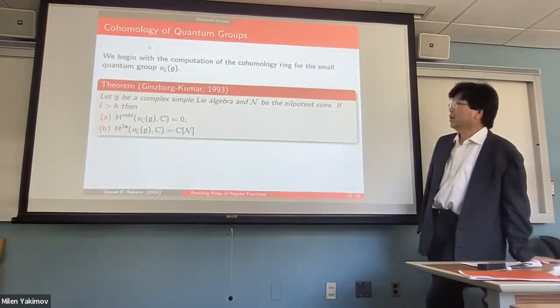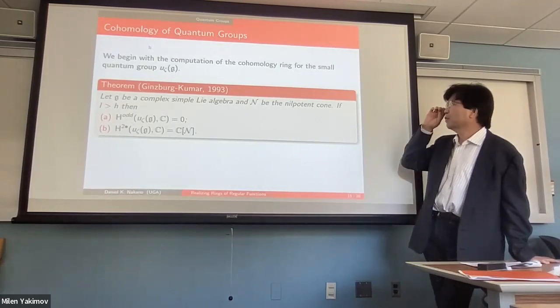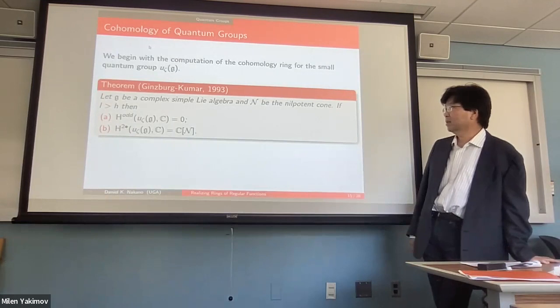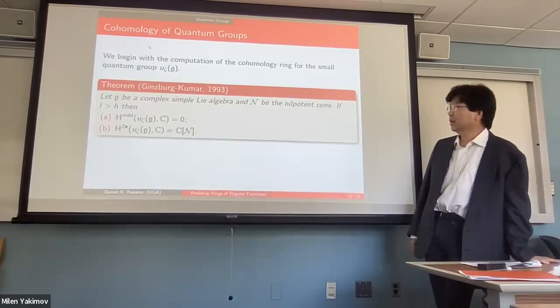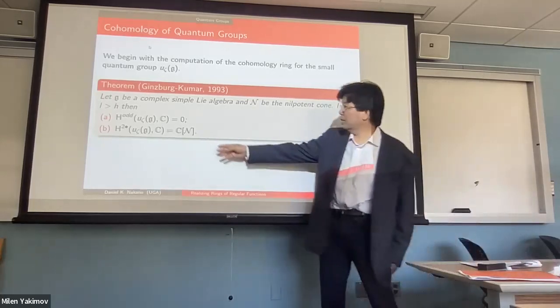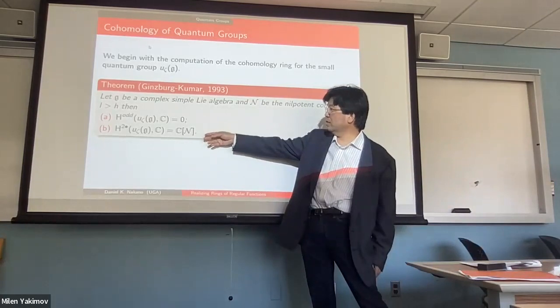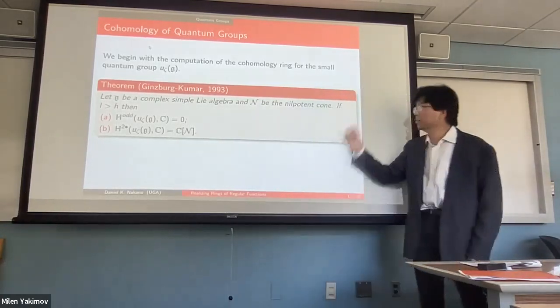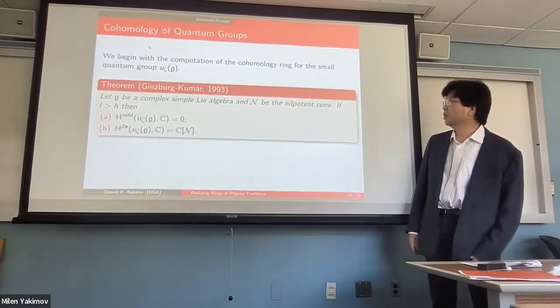Okay, so you have an analogous theorem for quantum groups. I presented the one for the restricted enveloping algebra, and the statement's basically the same. As long as the root of unity has order bigger than h, you get the same answer. So the cohomology of the small quantum group is the coordinate algebra on the nilpotent cone. Odd cohomology is 0.